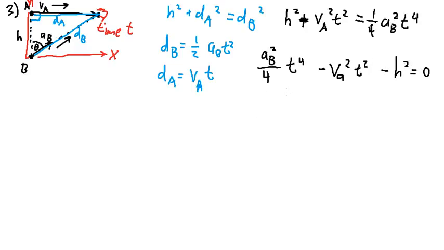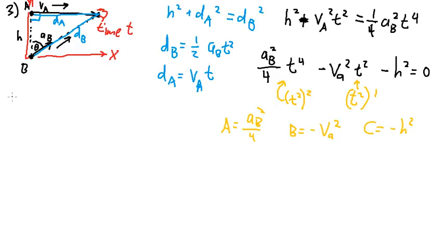And so the quadratic formula works for when you have a squared term and a linear term and then a zero term, or zero power term. So this really here is t squared squared, and this here is t squared to the 1. So you can do your quadratic formula in t squared with capital A as a sub b squared over 4, capital B as negative v sub a squared, and capital C as negative h squared. And if you don't know your quadratic formula, I'd recommend going back and reviewing that, because we do use it a lot.